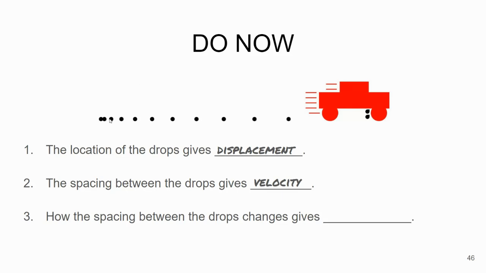When the drops are close together, like they were here at the beginning, the car had a low velocity. Towards the end, the drops are further apart, so the car had a higher velocity. And how the spacing between the drops changes gives you the acceleration. Notice the drops keep getting further and further apart as we go left to right. What that's telling you is that the car was accelerating to the right. So displacement, velocity, acceleration: these are three quantities we're going to be very interested in for what we're doing today and for the rest of the chapter.